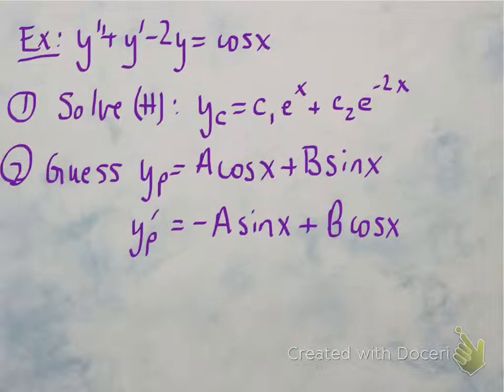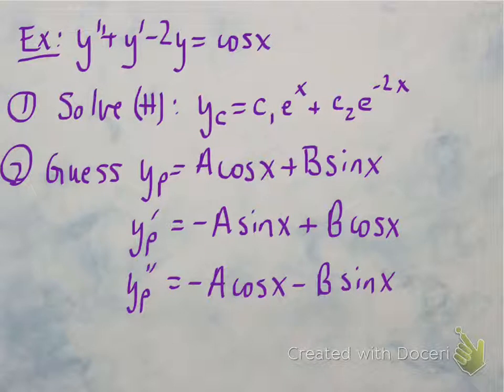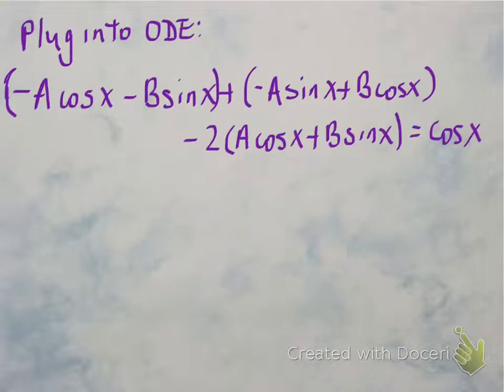Yp prime is negative a sine x plus b cosine x. Yp double prime is negative a cosine x minus b sine x. And now I plug that into the differential equation. And I get negative a cosine x minus b sine x plus negative a sine x plus b cosine x minus 2 times a cosine x plus b sine x equals cosine x.